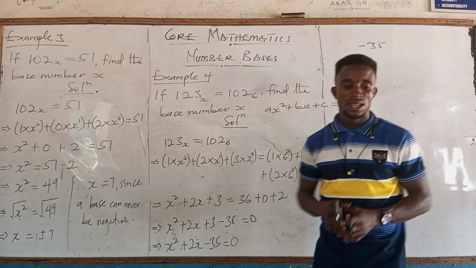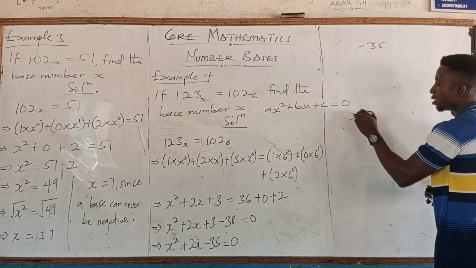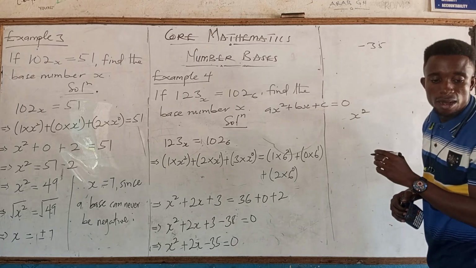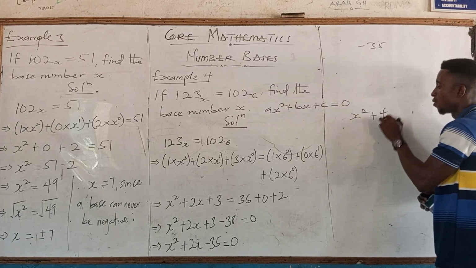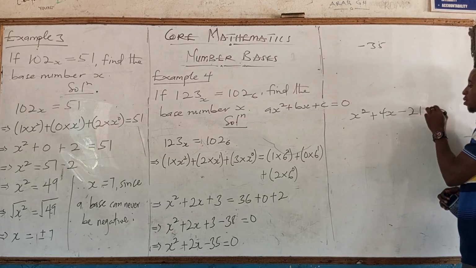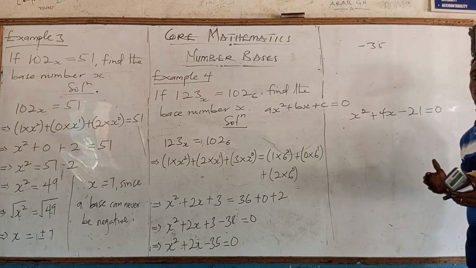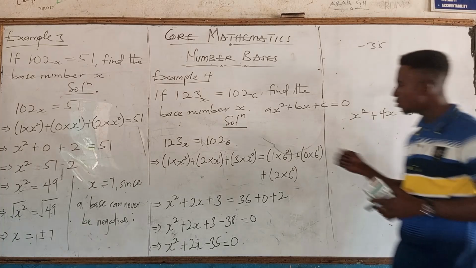Are we getting that? So let's take this one, x squared plus 4x minus 21, which is equal to 0. And this one too is a quadratic equation in the standard form, right?